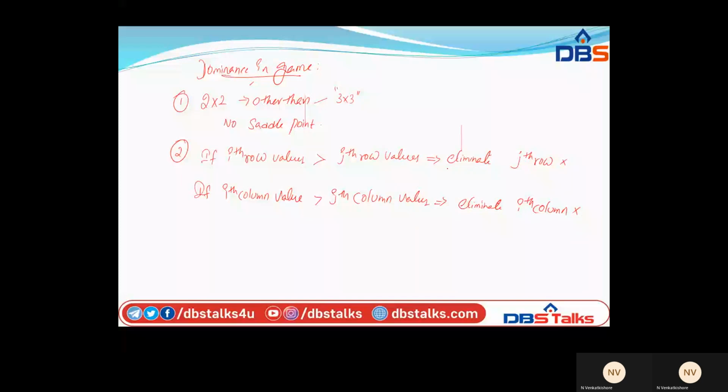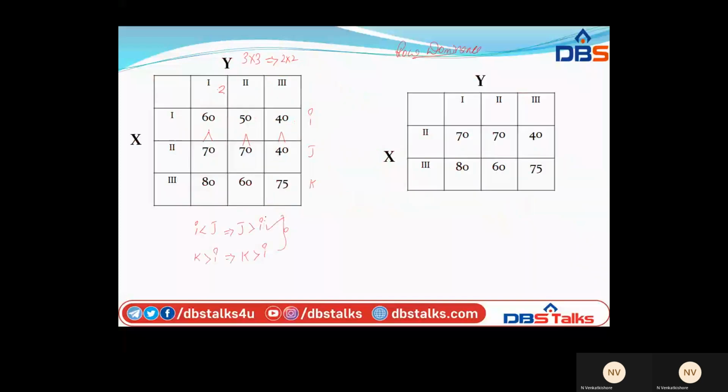So here, which one is the least one? Among these two, if you see, which one is the least one? j is the highest, again k is the highest. What is the least one? The i row. So eliminate the i row. After eliminating this i row, what is the corresponding row dominance? After completing the row dominance, second and third: 70, 70, 40, 80, 60, 75.